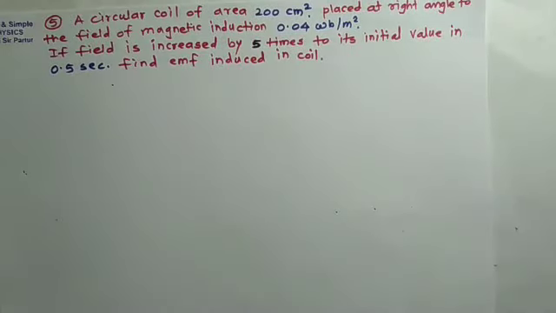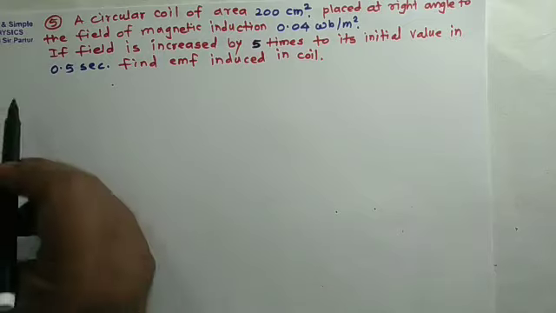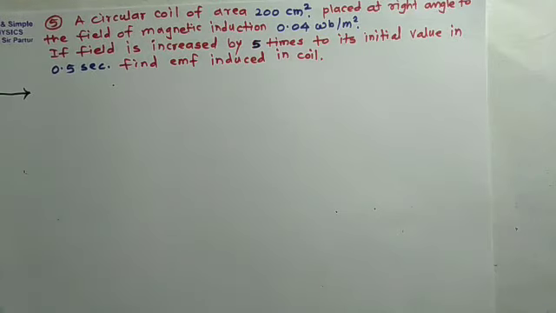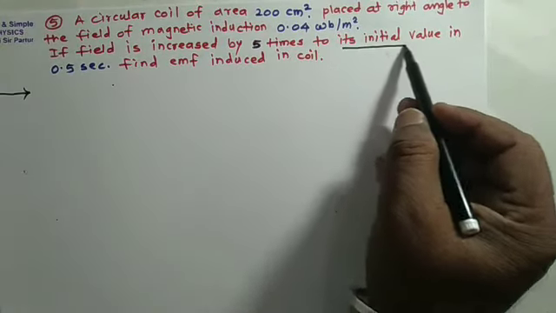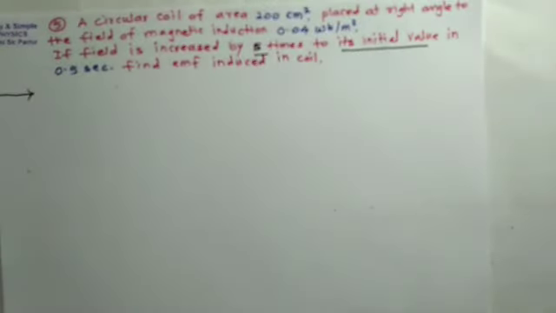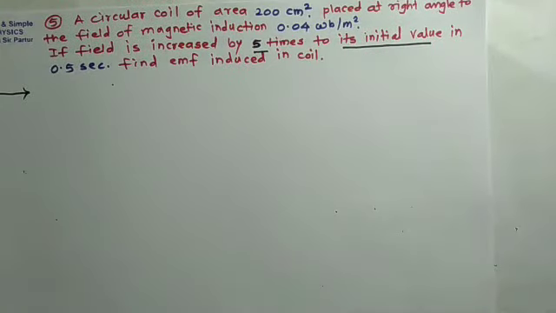Again, if we solve another numerical, here a circular coil of area 200 centimeter square is given, placed at right angle to a magnetic field of induction 0.4 Weber per meter square. If the field is increased by 5 times its initial value in 0.5 second, we can find out the EMF induced in the coil.